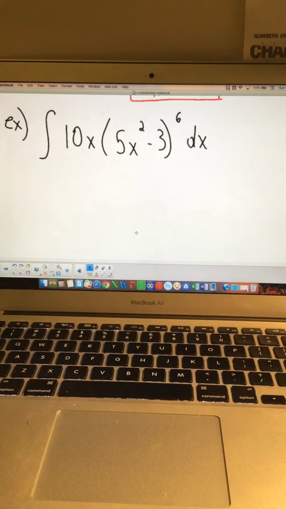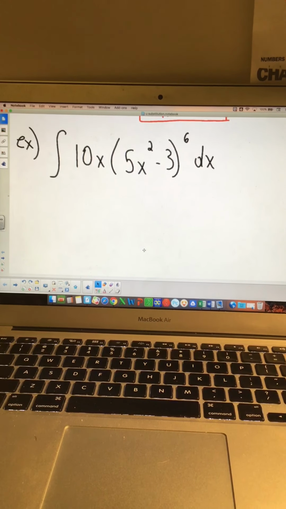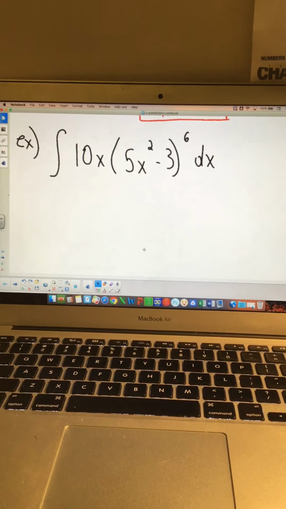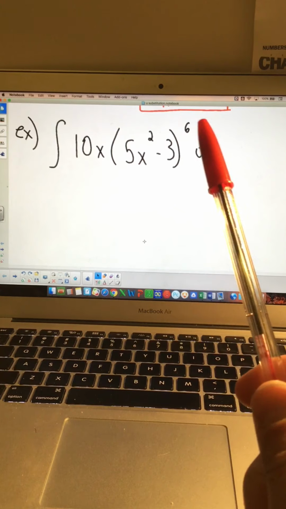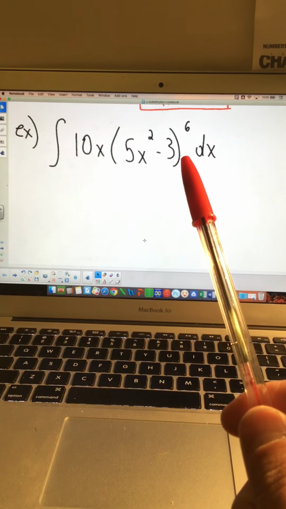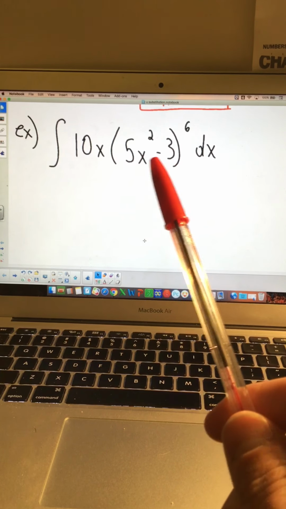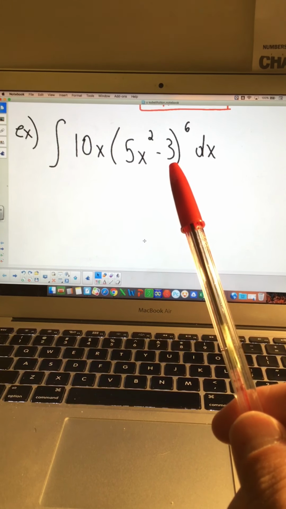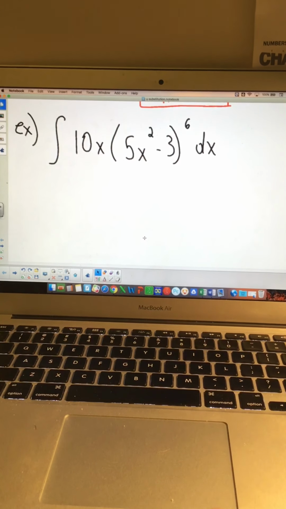Same thing. We cannot easily simplify this. There's a quantity to an exponent. U-substitution. U is always the quantity. So u is our 5x squared. Du, when we take the derivative of this, is actually 10x.